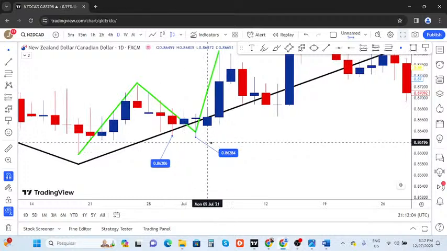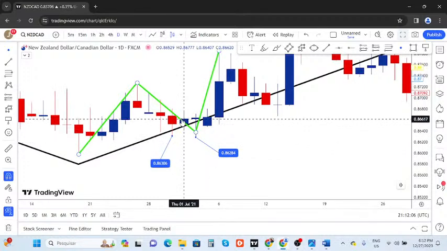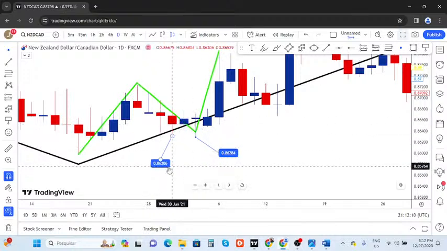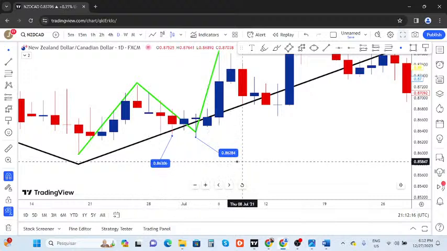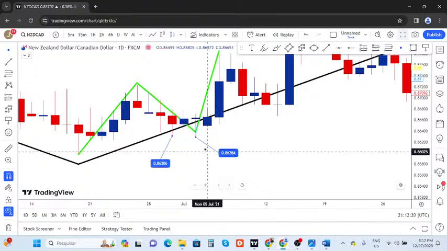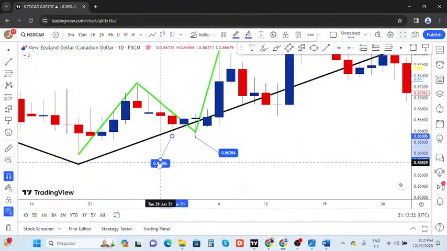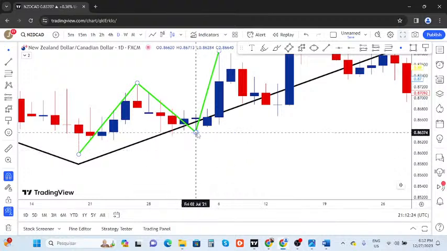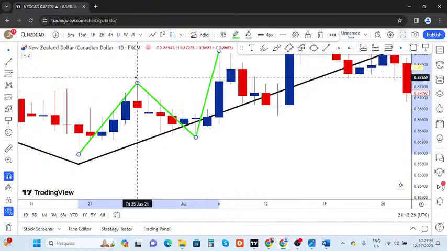If we look at it right here, this one is a high, but these two right here, we have this one at 0.86306. This one is 0.86284, so it shows that this one is a low. All right, so we are just going to take this and say, oh, this is a higher high, higher low, higher high.